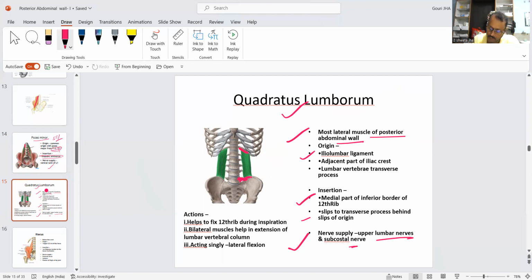And what will be the function? It helps to fix the 12th rib during inspiration. It is attached to the 12th rib, so it helps the 12th rib to be fixed during inspiration. Bilaterally, the muscles help in extension of the lumbar vertebral column. The lumbar vertebral column is extended with the help of bilateral action of the quadratus lumborum, and when acting singly, it causes lateral flexion of the lumbar vertebrae.